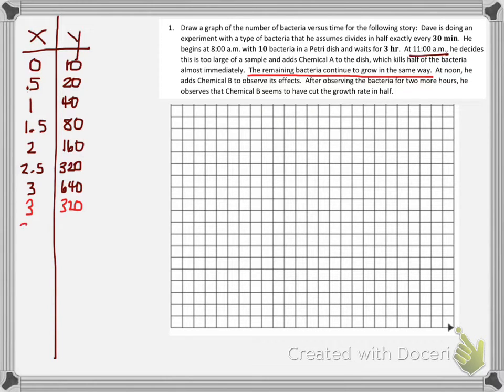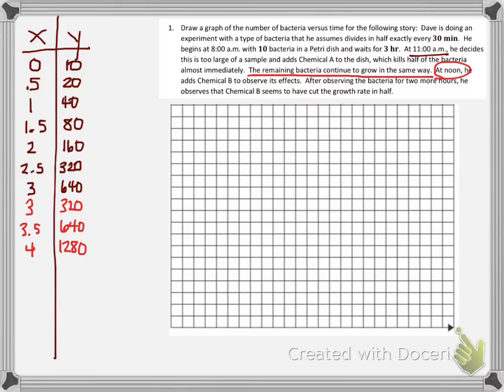So at 3.5 hours, we double again to 640. We're back up to 640. At 4 hours, which would be 12 o'clock, we're up to 1280. Then at noon, he adds chemical B to observe its effects.